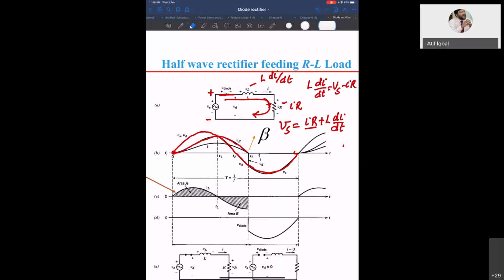So as long as Vs is greater than IR, L di by dt is positive. And that means di by dt is positive. That means the current rises.